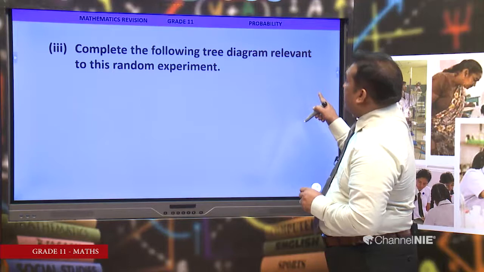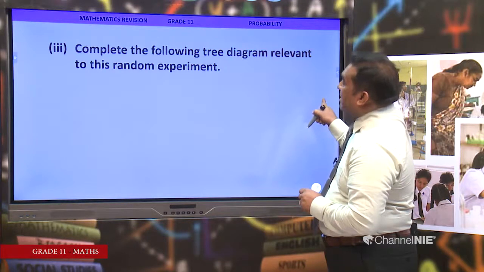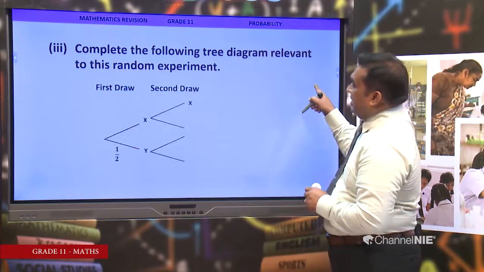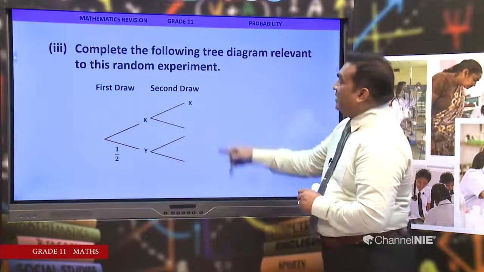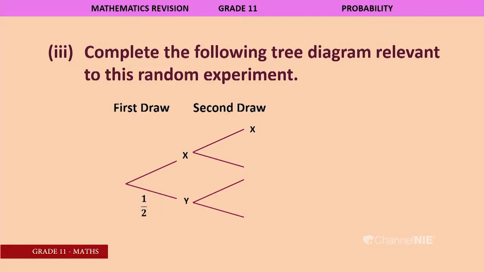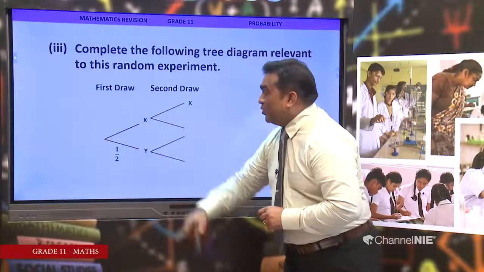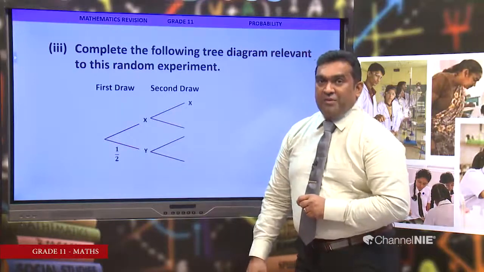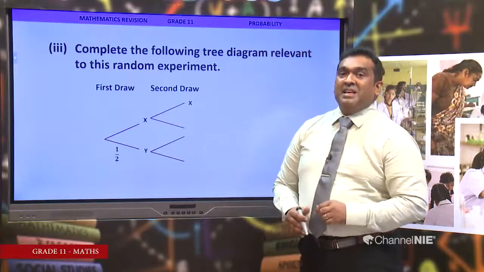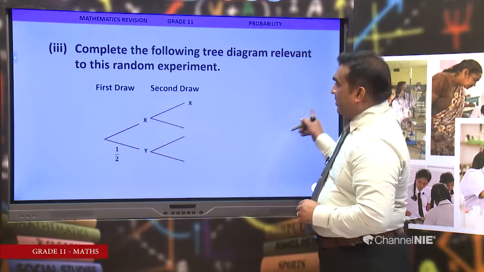Complete the following tree diagram relevant to this random experiment. Here the first row and the second row. Here the probability of Y is half. The sum of these two probabilities should be 1. Here you have half, here also you must have half. Half plus half is 1. We will see.